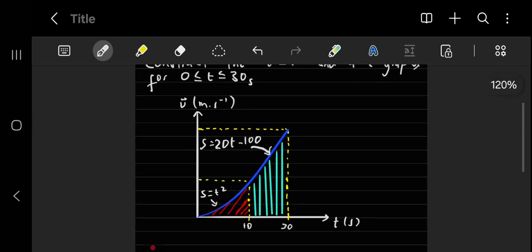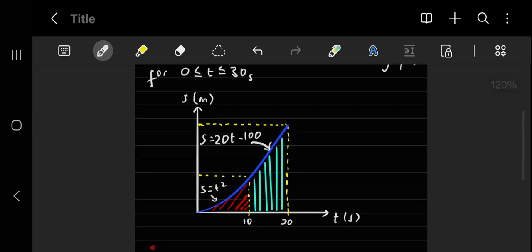Looking at these graphs, we can tell that this is erratic motion because the position-time graph changes. Okay, I made a mistake here. This is not velocity, this is position. So I'm going to say s in terms of meters, and that is our time there.